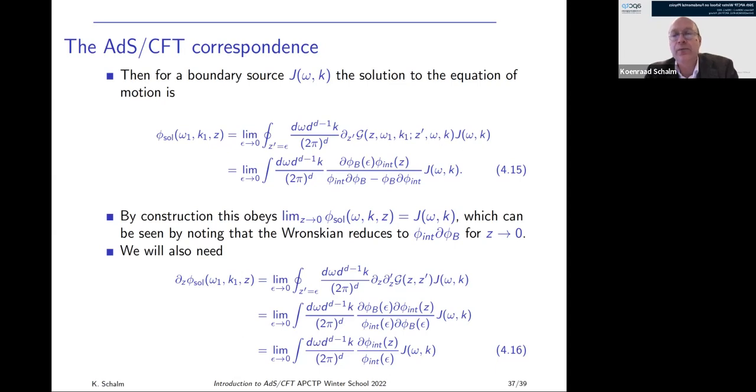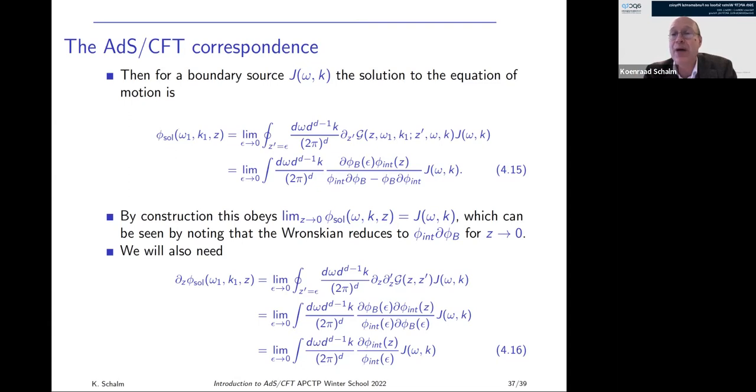Now, what we want to do, remember, is construct the on-shell action. We have to construct a solution to the equations of motion given the appropriate boundary conditions and substitute that into the action. This is that solution that we have to substitute back into the action. Remember, this is phi sol given the appropriate boundary condition J.